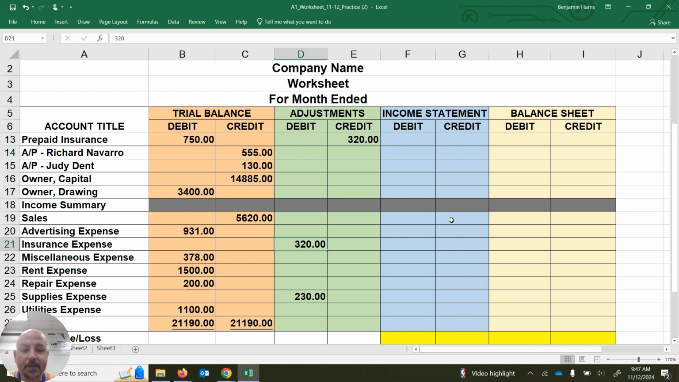All right, let's do the income statement part. We're just going to bring these numbers over. 5,620 is our credit amount from sales. That's our sales number. We're going to bring this over, 931 worth of advertising expense. Now, there's no insurance expense right here, but there is insurance expense right here. So I'm going to bring this 320 over and put it in the debit column. It's a debit here. It's going to be a debit here. All these are debits as well. So these are all going to go in the debit column. I'm going to bring all these expenses over.